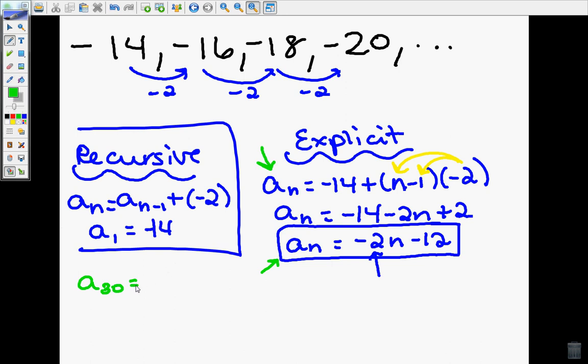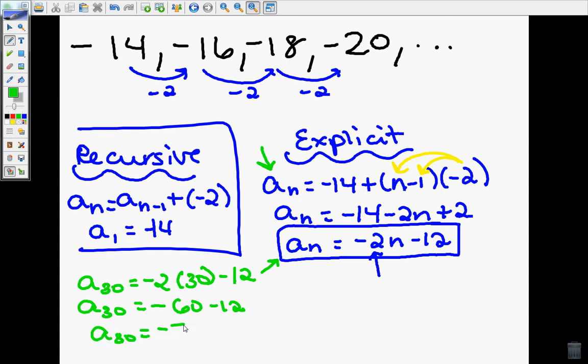I'm going to go ahead and use the simplified one just because it's simpler to plug in. So a sub 30 is equal to negative 2 times 30, because our n is 30, and then minus 12. Negative 2 times 30 is negative 60, minus 12 is negative 72. So the 30th term in this sequence is negative 72. Okay?